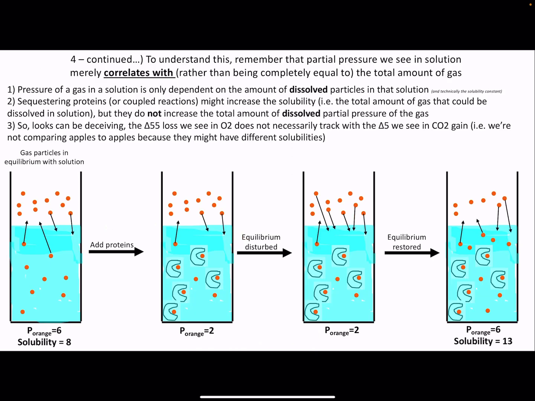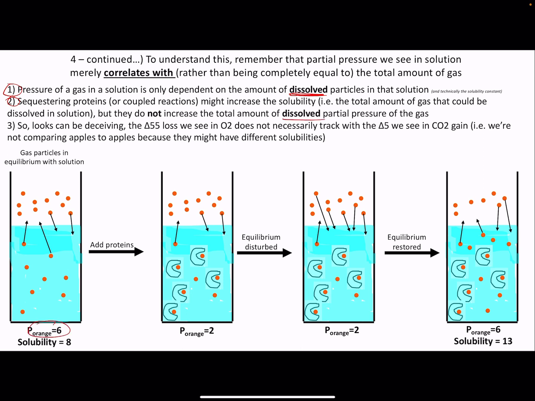First is just a reminder that the amount of pressure we see in solution is really just to do with the dissolved amount of gas, not the total amount of gas in the blood. Second is that sequestering proteins like hemoglobin might increase the solubility of something, but increasing the solubility doesn't necessarily increase the amount of dissolved particles, so therefore it might not increase the amount of pressure. So let's look at this.